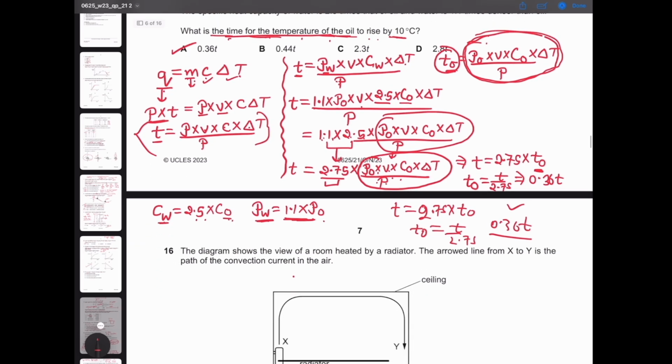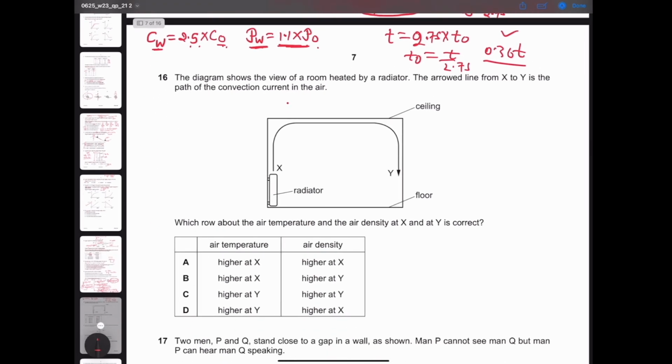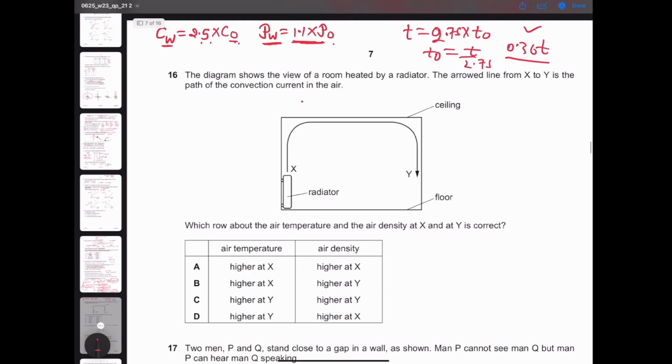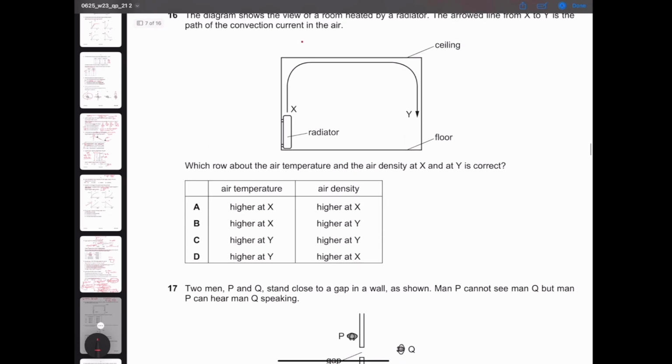Now, question number 16. The diagram shows the view of a room heated by a radiator. The arrowed line from X to Y is the path for the convection current in the air. We know that the heater is here. So this air going up must be the hotter air, right? So the temperature at X should be higher. So one of our options, A or B, will be correct. Air density: Y is colder air, so the density should be higher at Y. The answer should be B.